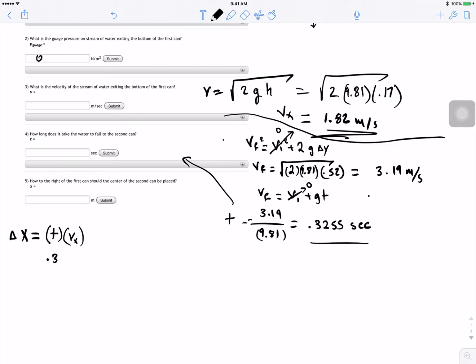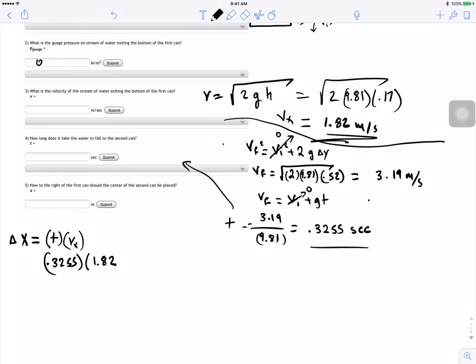So time is 0.3255 times 1.82, okay, and for this it was 0.5924 meters. Okay.